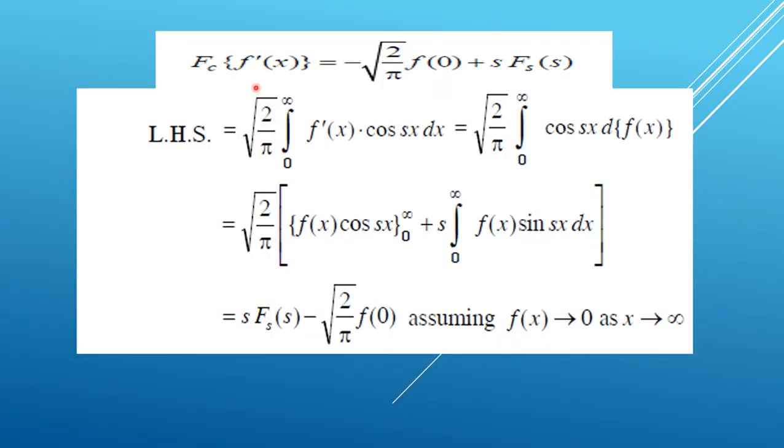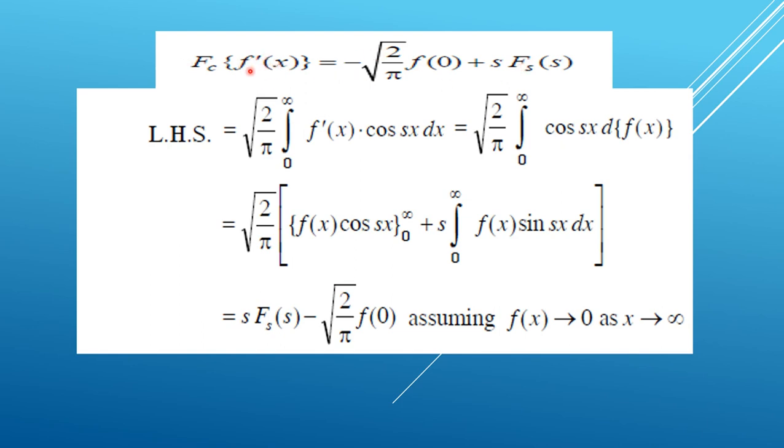Now here we see the cosine Fourier transform for the function f'(x), that is the first order derivative, is equal to minus root over 2 by pi f(0) plus s into F_s(s). Here F_s is the Fourier sine transform, where c stands for the cosine transform and s is the sine transform.